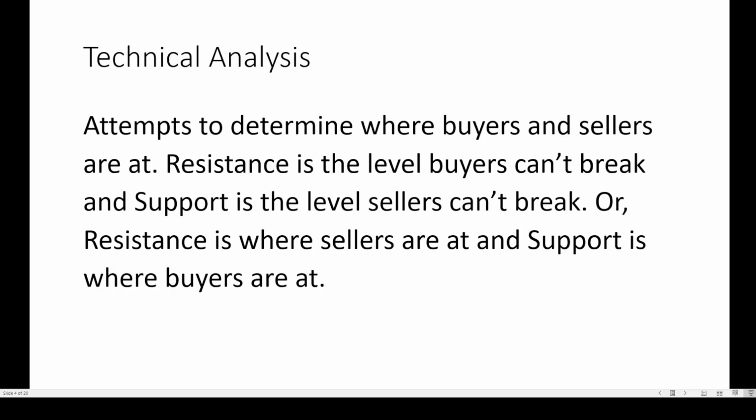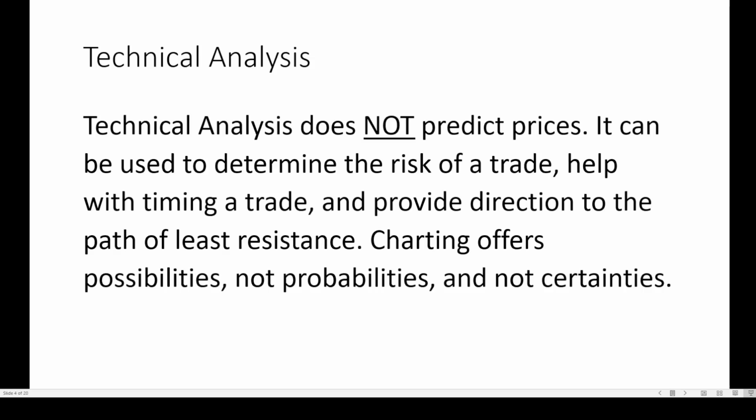Technical analysis attempts to determine where buyers and sellers are at. Resistance is a level buyers can't break, and support is a level sellers can't break, or resistance is where sellers are at and support is where buyers are at. Technical analysis does not predict prices. It can be used to determine the risk of a trade, help with timing of a trade, and provide direction to the path of least resistance. Charting offers possibilities, not probabilities, and not certainties.